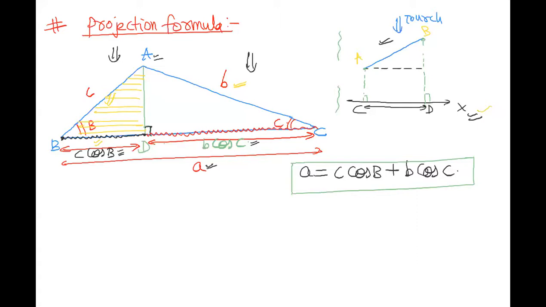You know this thing from childhood. If you're having doubt in this, let me clear it. Cos B is base upon hypotenuse, that is BD upon AB. But directly also you can write: whenever in a triangle you want to calculate the base, that will be hypotenuse times cosine of the angle. And if you want to calculate the perpendicular, that will be hypotenuse times sine. Getting my point? Otherwise, you can do it with this triangle: perpendicular upon hypotenuse.